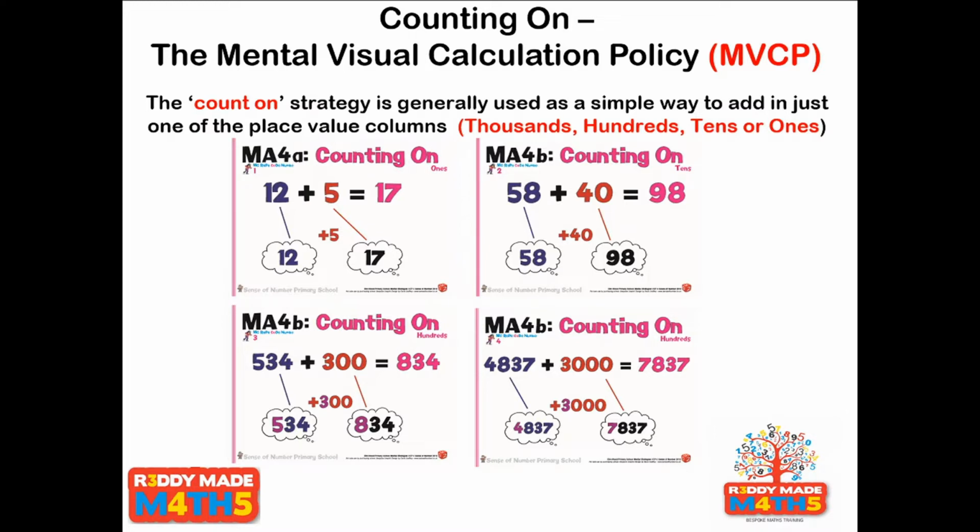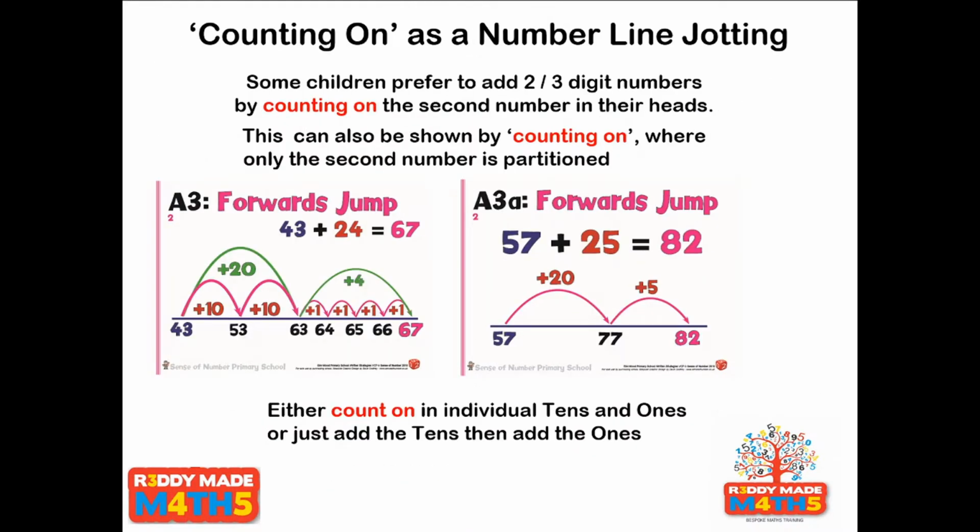Counting on really is a straightforward mental arithmetic strategy where we're just looking at one particular element of the number that we're counting on. When counting on is being used to add two digit numbers up, we can do it in two separate ways. Initially, when children, let's say in year 2, are learning to do a forwards jump, 43 add 24, they would probably start off by going 43, 53, 63, and then they count on 64, 65, 66, 67. That needs to be developed as soon as possible, so they just count on the 20, 43 and 20 is 63, 63 and 4 is 67. The second example shows that 57 add 25, we're just going to add the 20 and add the 5.